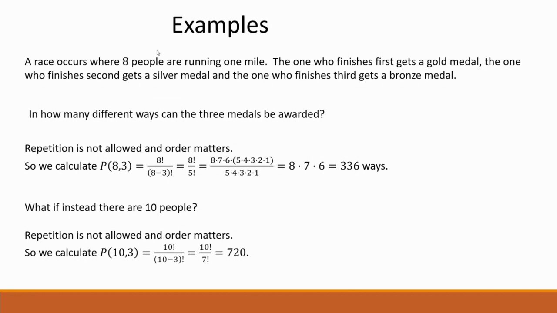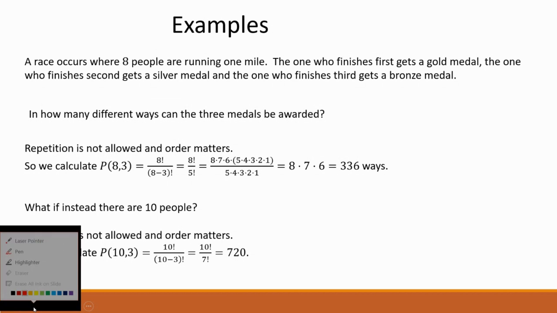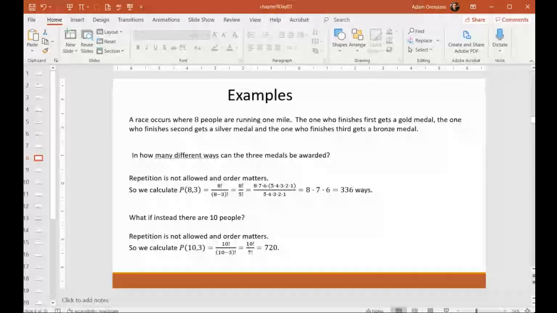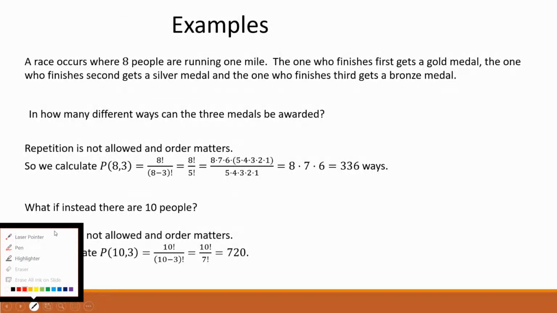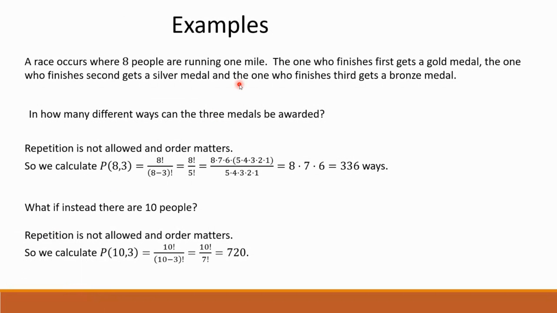Well, let's say there are 8 people running. The one who finishes first gets the gold medal. Now, that's usually what happens. The one who finishes second doesn't get gold, they get a silver medal. The one who finishes third gets bronze. That's the bronze medal. Okay, so the question is, how many different ways can these 3 medals be awarded?